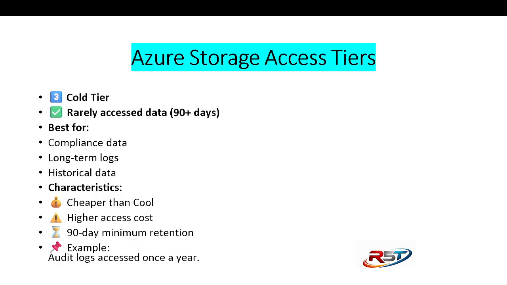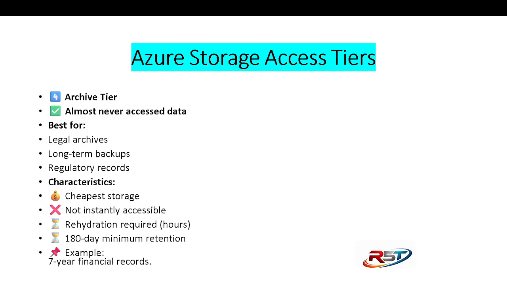Cold tier, rarely accessed data, 90 plus days. Best for compliance data, long-term logs, historical data. Characteristics: cheaper than cool, higher access cost, 90 days minimum retention. Example, audit logs accessed once a year. So if we have audit logs, we send them to cold tier, so that we rarely access them. Whenever we want, we can access. After 90 days, we can send this kind of data to cold tier.